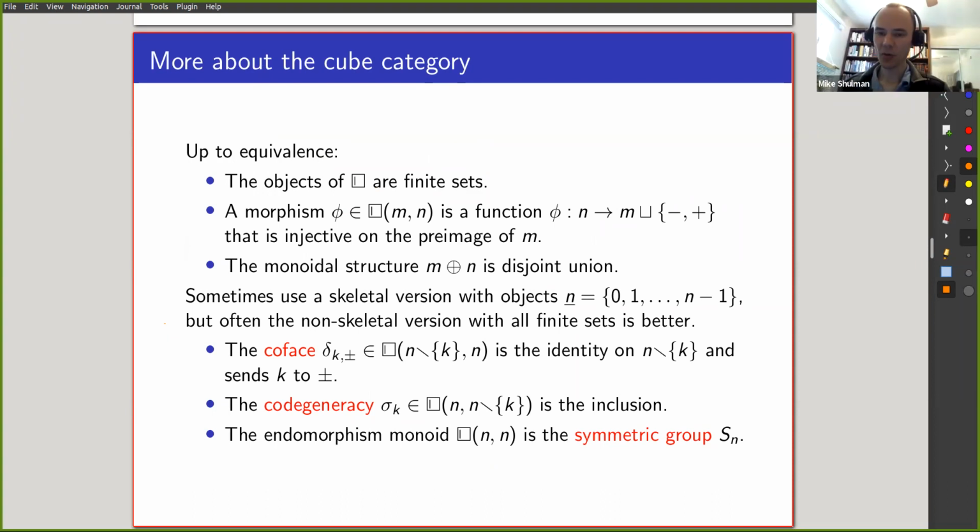So I want to say a little bit more about what this cube category looks like. Here's a description of it, which I find the most convenient to work with. So we're going to consider the objects of this category here. This is not cube op, but its opposite. Its objects are finite sets.